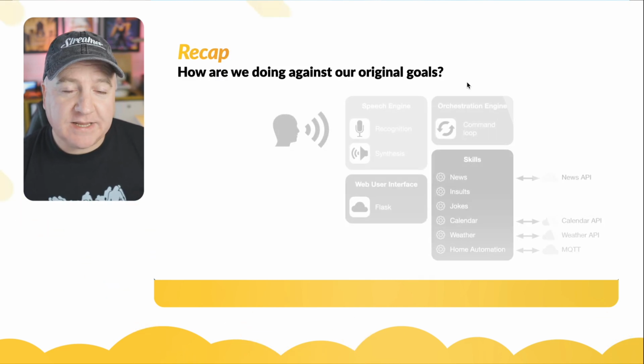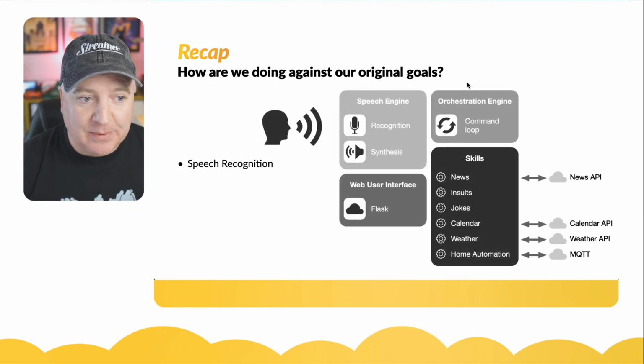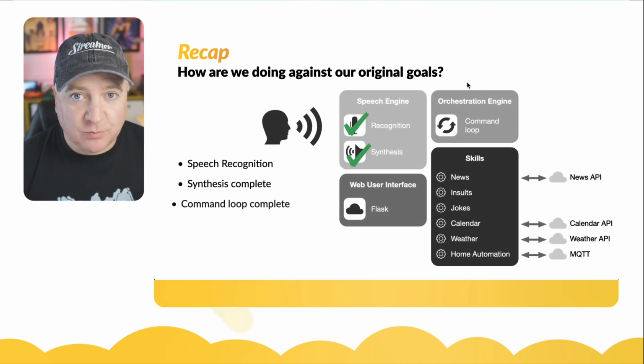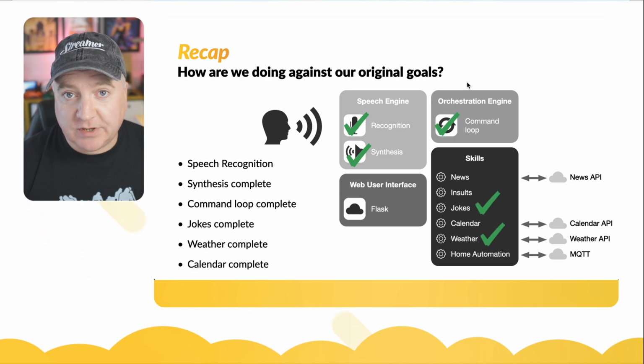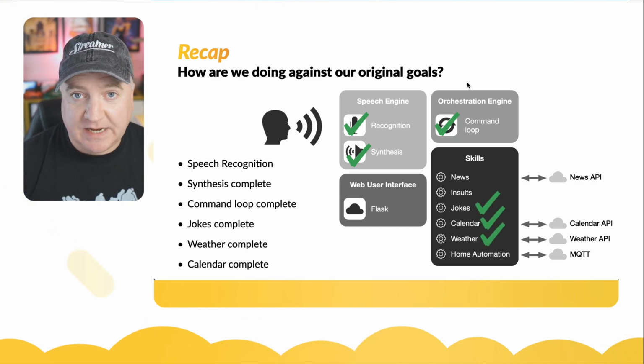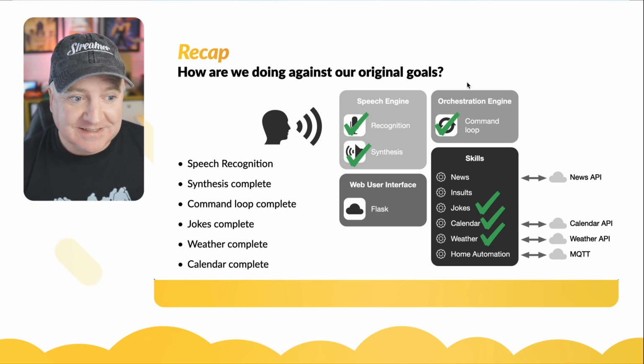and we need to bring in this library to make all that work. So how we're doing against our original goals, this is just a quick recap. If you think we originally got the speech recognition working in the first episode and also voice synthesis, we then had a command loop so we could issue commands and it would identify those and action them. We created a jokes and a weather skill, and then today we're going to be looking at the calendar skill.